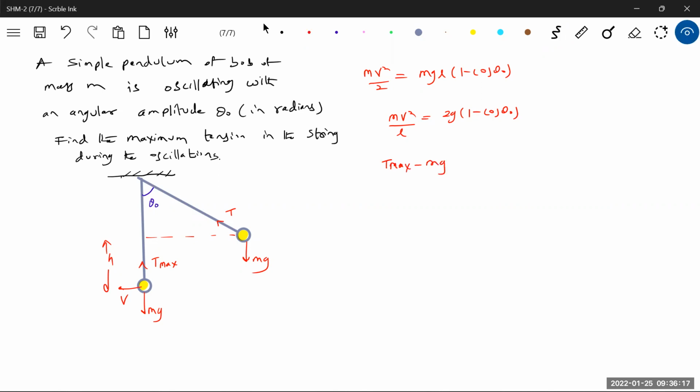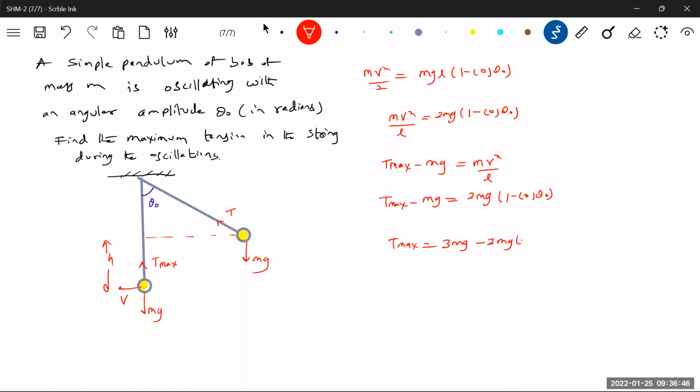minus mg. The required centripetal force at the mean position, T max minus mg, should be equal to mv square by L. And mv square by L is what? It is 2mg (1 minus cos theta naught). So T max equals 3mg minus 2mg cos theta naught.